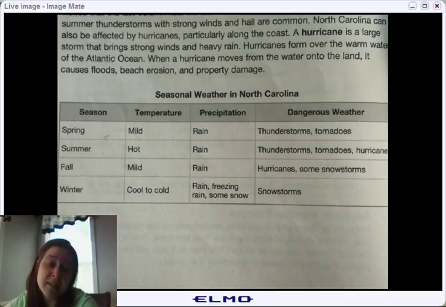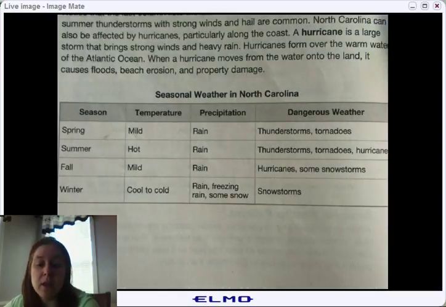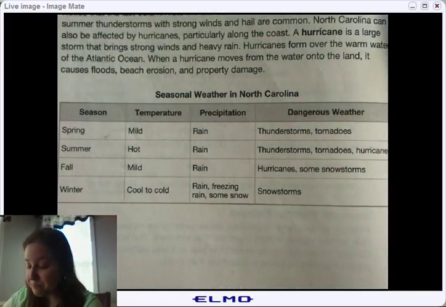Think about that: fall is the most active season when it comes to hurricanes. So the fact that we saw one in the fall last year made sense. And then in winter, we could have some snowstorms.